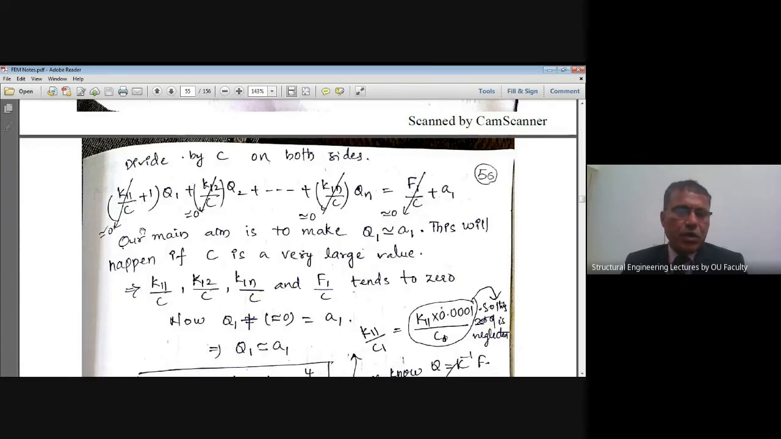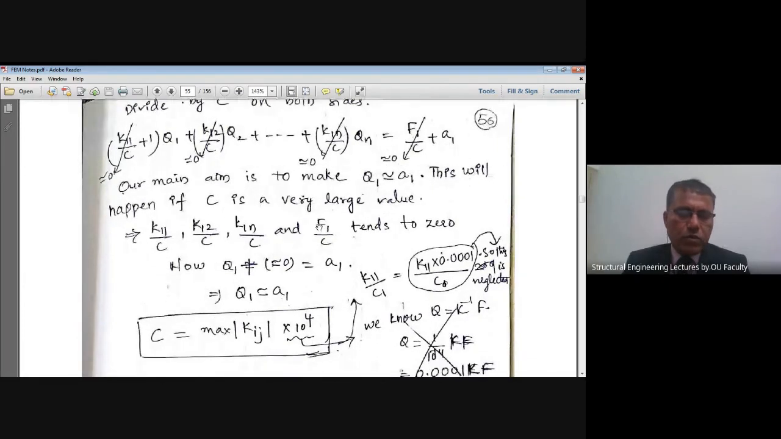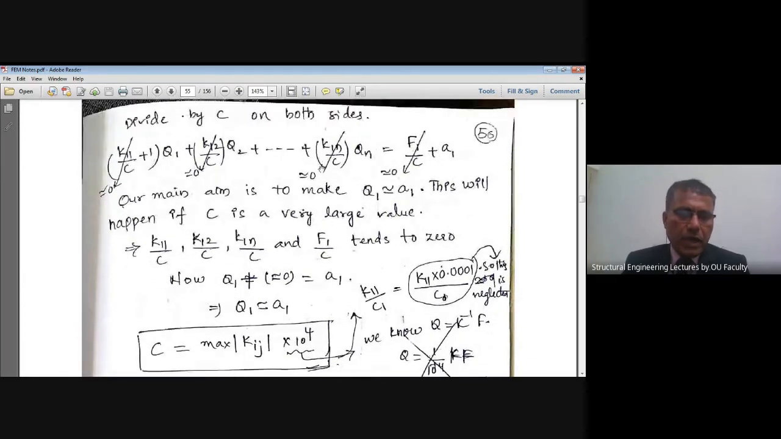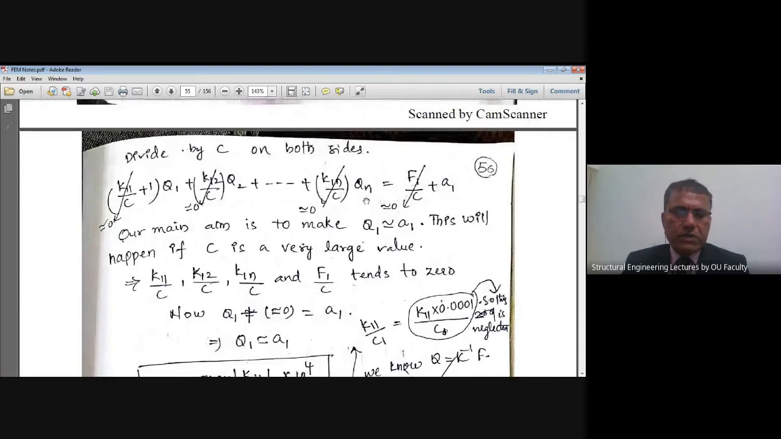All this happens if and only if the denominator C is a very, very huge value, students, right? Therefore, K11 divided by this huge value is a very small value. Therefore 1 plus a very, very small value, 1 plus 0.00003, is approximately equal to 1. Similarly here, 0.00013 plus A1 is approximately equal to A1, means they tend towards 0. Then only our obtained solution is correct, otherwise wrong.